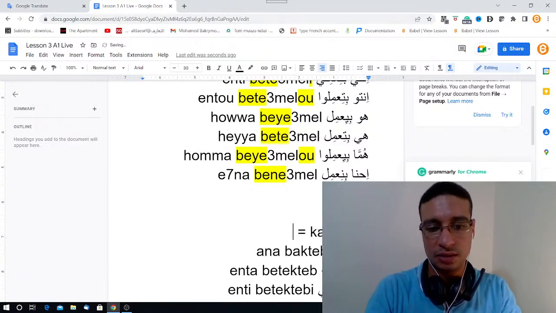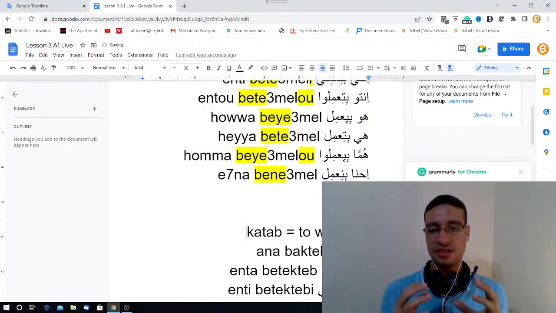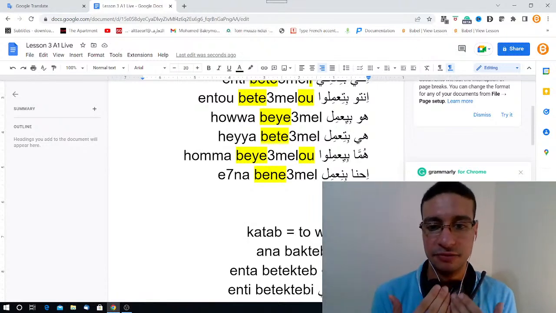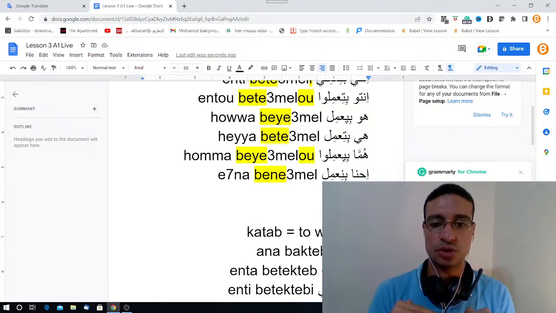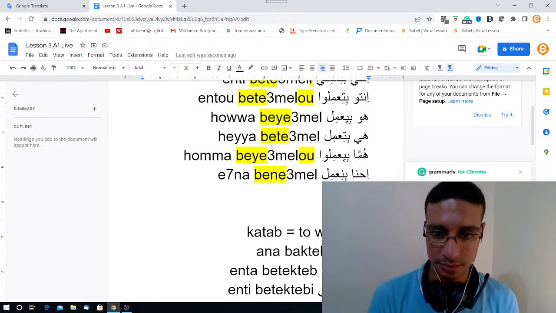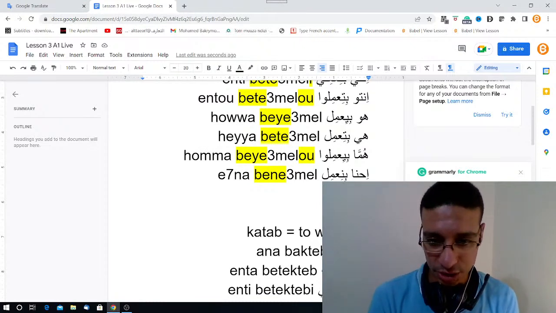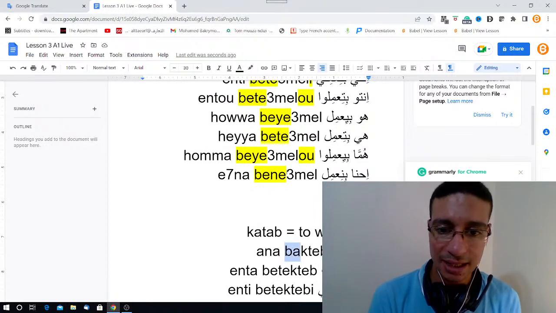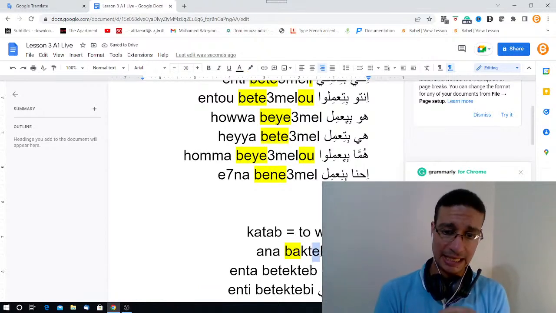كتب, this is to write. Okay, this is the verb to write. Again we have kaf, and then we have this line above the kaf. This means that it's pronounced like a, so ka, and then katab, to write. Here the same conjugation, أنا بكتب, so it's the same, ba, and then this vowel became e.